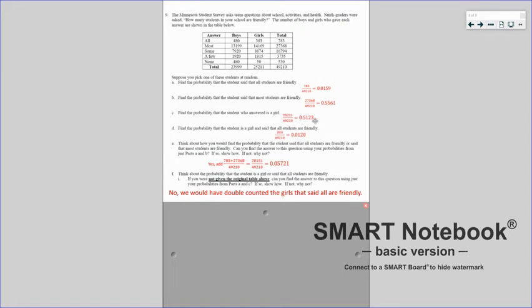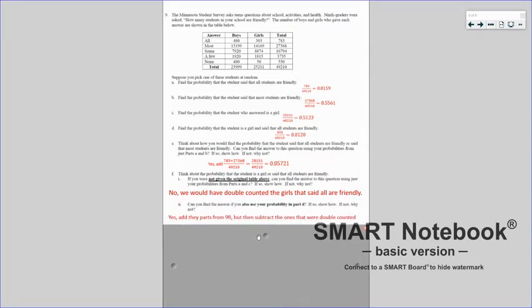So they're asking, can I just add those two together? And the answer there is no, we're going to be double counting the girls that said all are friendly. So if all I had were A and C, the answer would be no. I cannot answer that question. Part 2, can you find the answer if you also use your probability in part D? If so, show how. If not, why not?